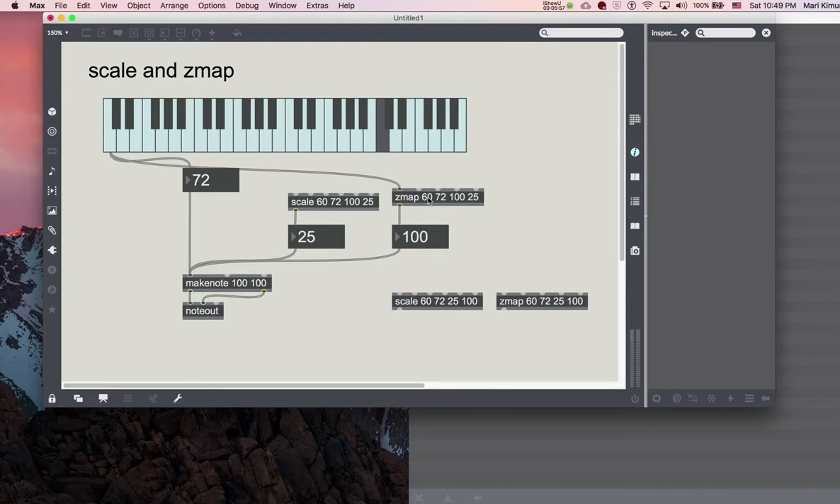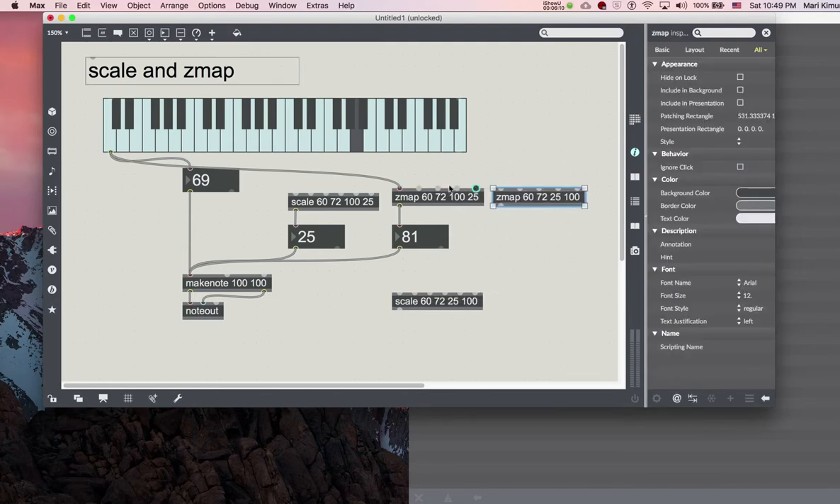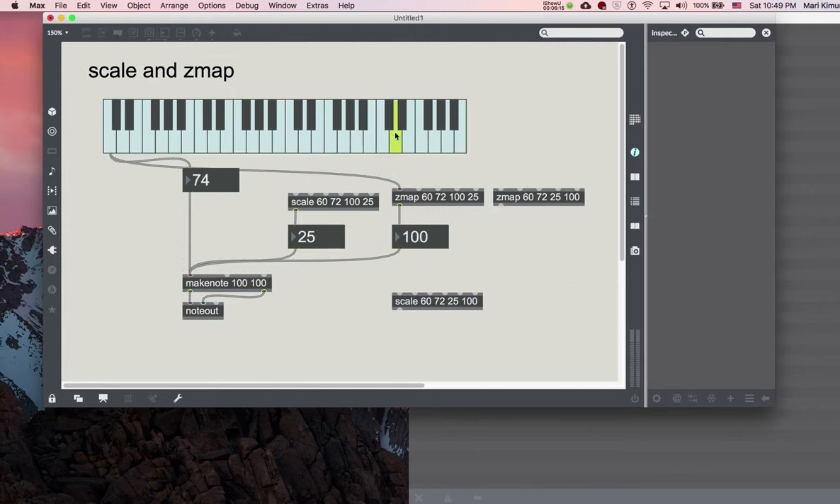Okay, so C should be 100 as we saw in scale. Nope. It wouldn't do it. It behaves exactly as if it's this one. It's the same as this. Zmap cannot invert the output value. So if you want to invert, you have to use scale.